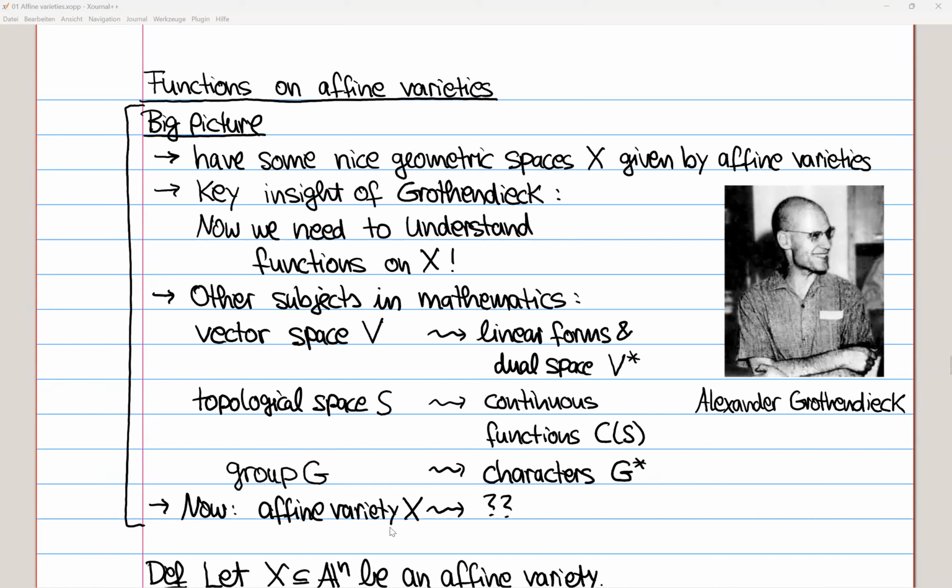And so now we follow this proud tradition and ask: given an affine variety, what should the functions be? As always, we try to stay within the realm where we can use the techniques from commutative algebra. So we don't just allow arbitrary set-theoretic functions, but they should have something to do with the underlying commutative algebras floating around.